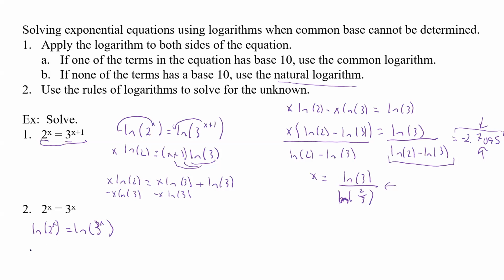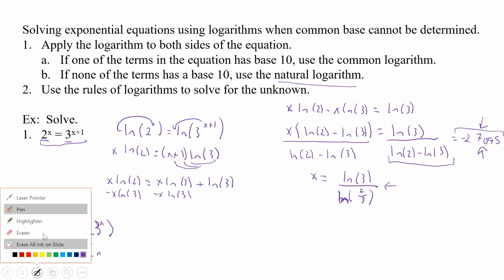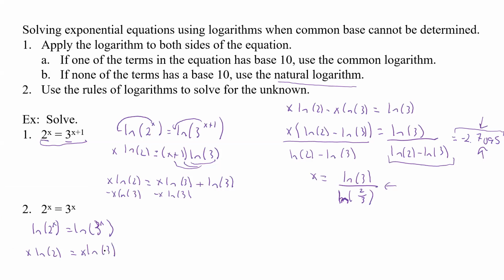Now I'm going to bring the x's down front, so I have x ln of 2 equals x ln of 3. Now I need the x's all on one side, so I'm going to subtract off and bring it over here. And so that says x ln of 2 minus x ln of 3 equals 0, because when you subtract it off here, you're going to get 0. Now I have that common factor, just like I did here, and I factor it out. I have x times ln of 2 minus ln of 3 equals 0.